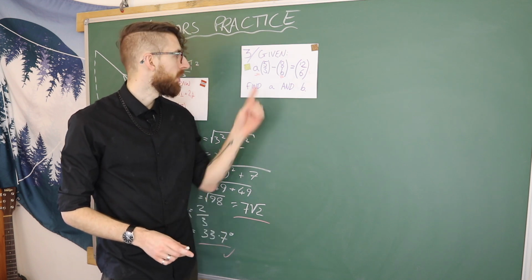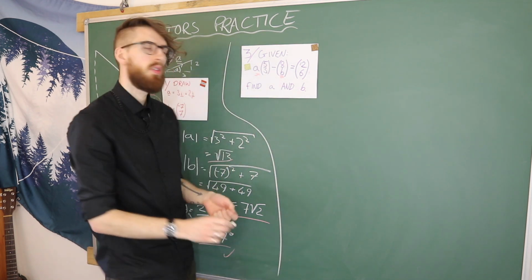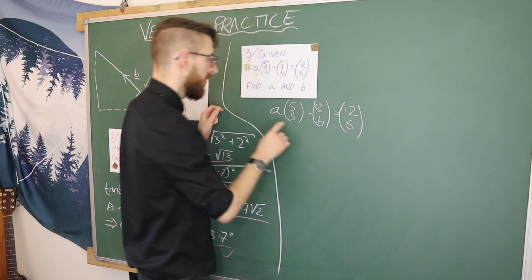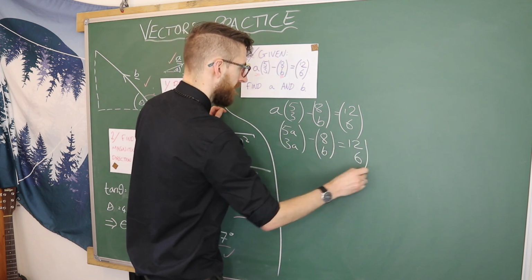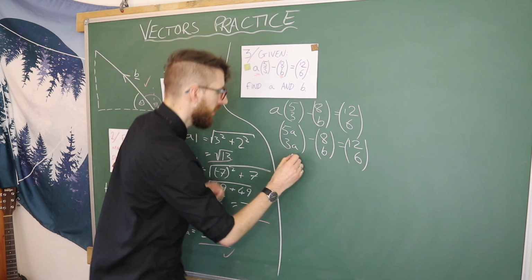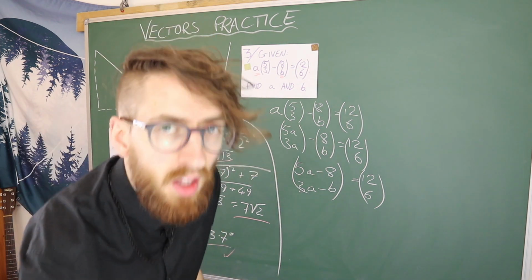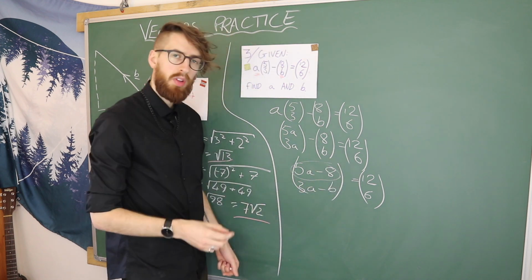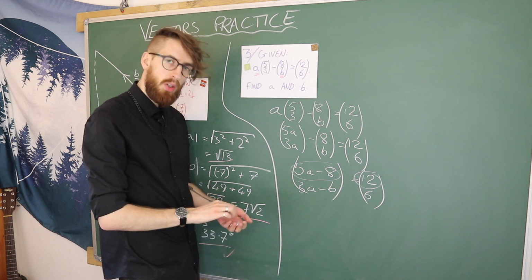So let's get involved. We need to do some vector algebra. Let's just draw a line. We're going to multiply out this A. So we get, okay, and now we're going to minus these two vectors. So on the top we've got 5A minus 8. And this all has to be equal. The element on the top has to equal the element on the top on the right hand side. Likewise for the element on the bottom. So we get two simultaneous equations.